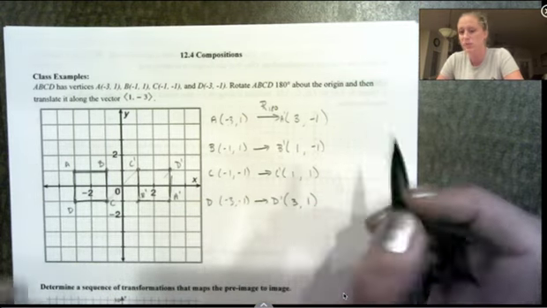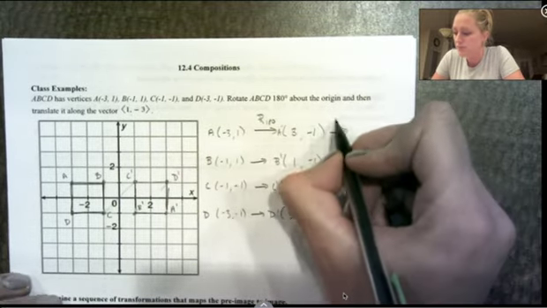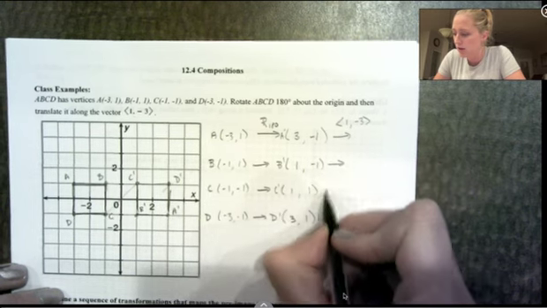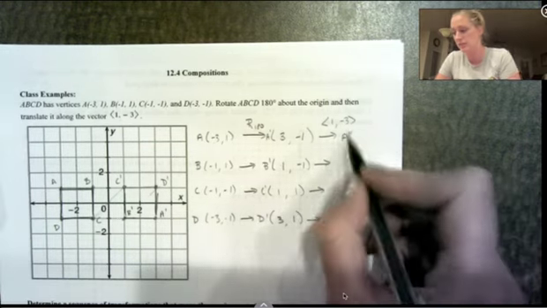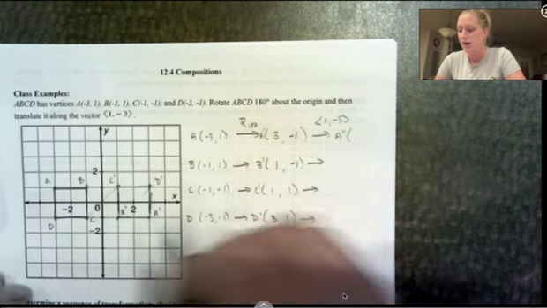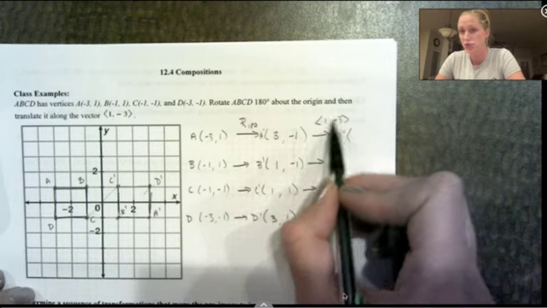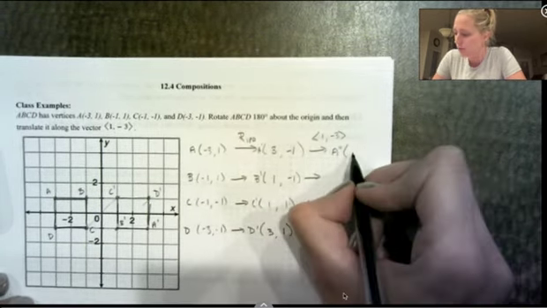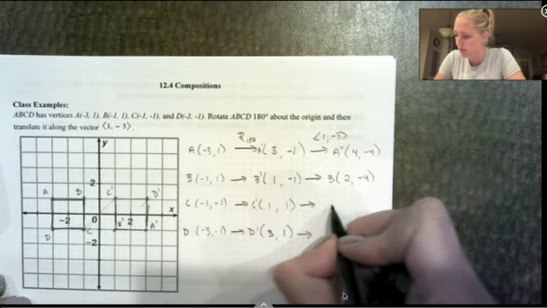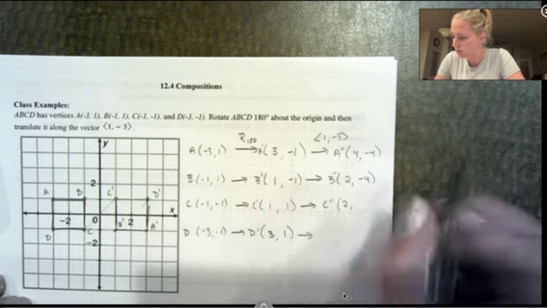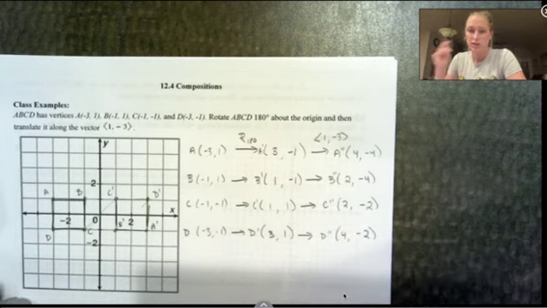But we have a second transformation. Now we're taking this and translating it along the vector 1, negative 3. I'll continue using this rule. Another way you might see this is with two tick marks, which shows me that there are two transformations that led to this image. So now a translation of 1, negative 3 means I'm adding 1 to the x and subtracting 3 from the y. Add 1, subtract 3. Add 1, subtract 3. Add 1, subtract 3. Add 1, subtract 3. Now I'm going to graph those.